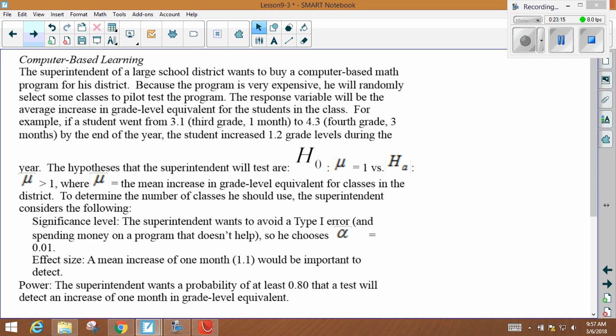A what grade? Because it's like third grade, 1 month. There's no 12 months. There's 12 months in a year. Yeah, that's not very well done, is it? That's base 10. It doesn't make any sense.